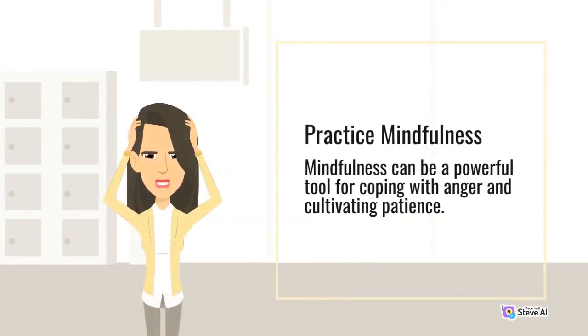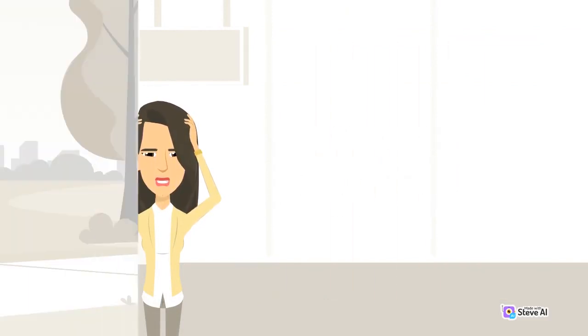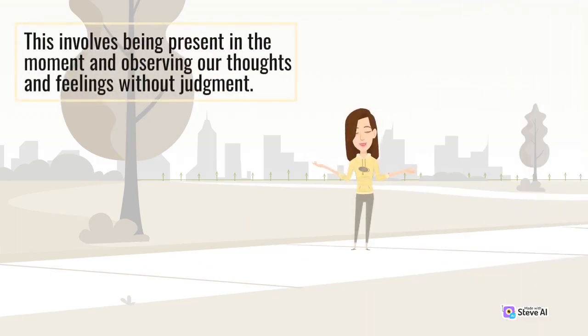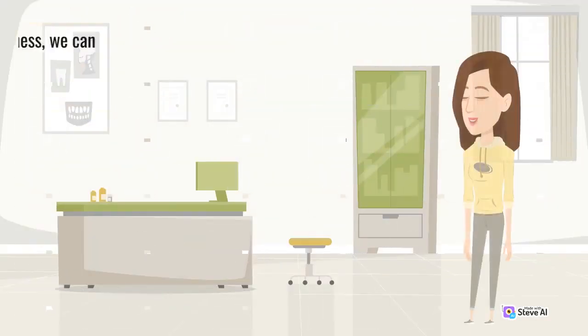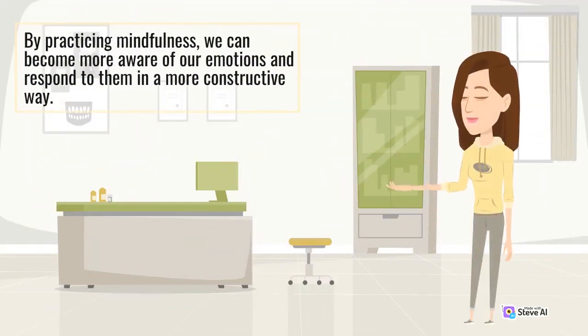Practice mindfulness. Mindfulness can be a powerful tool for coping with anger and cultivating patience. This involves being present in the moment and observing our thoughts and feelings without judgment. By practicing mindfulness, we can become more aware of our emotions and respond to them in a more constructive way.